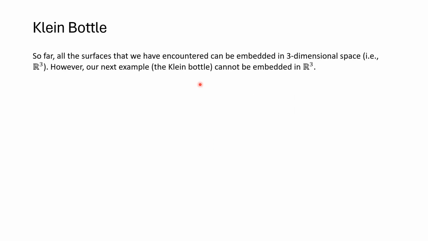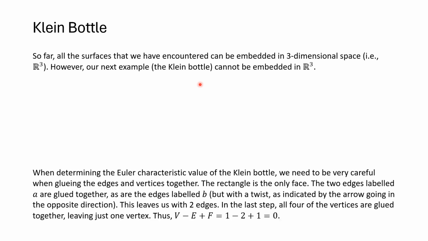So far, the surfaces we looked at can be embedded in 3 dimensions. That would be the cylinder, the torus, and the Möbius strip. In the example we have here, the Klein bottle, it can't be embedded in 3 dimensions, and we'll discuss that a little bit more as we get through the next few slides.